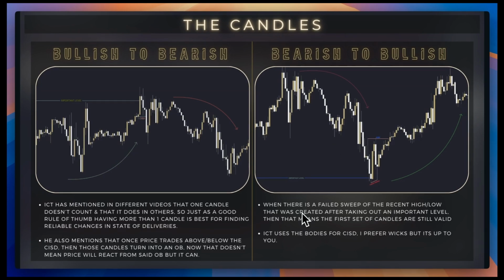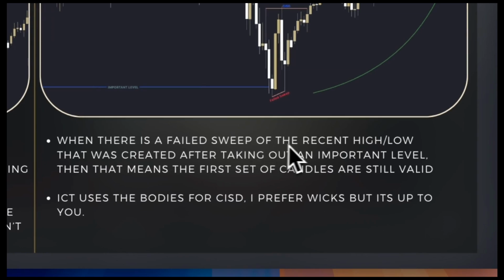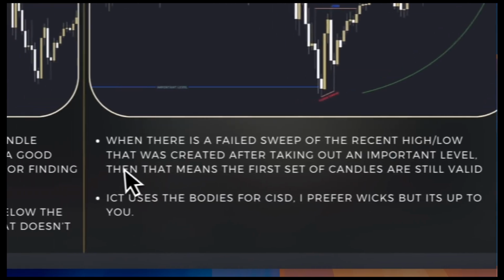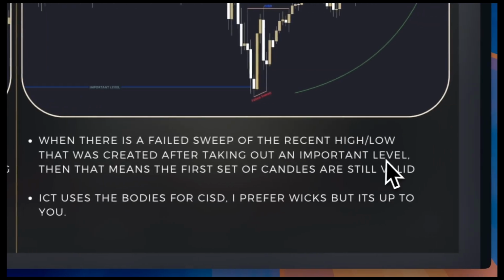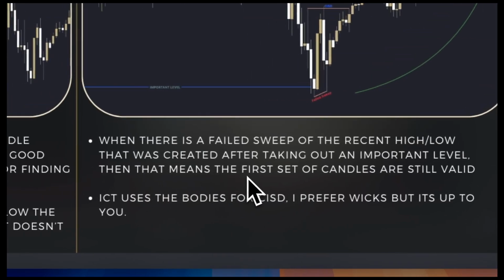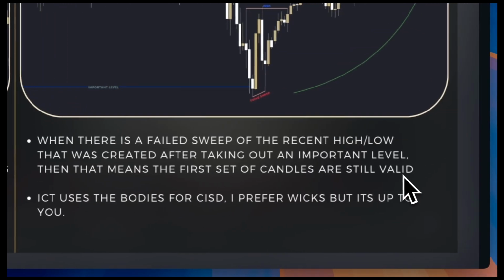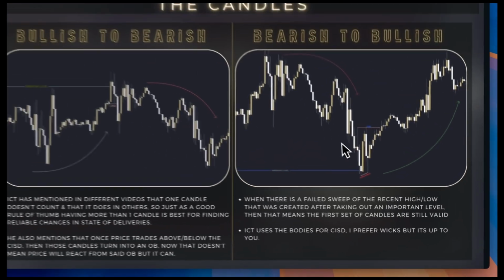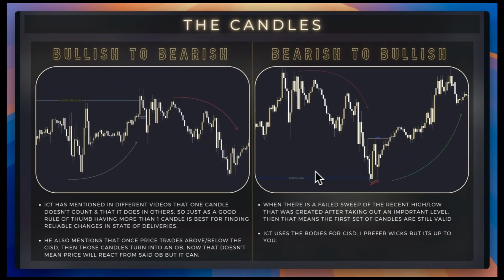Okay, now when there is a failed sweep of the recent high or low that was created after taking out an important level, then that means the first set of candles are still valid. Now what I mean is this: let's say price comes down, trades into an important level.